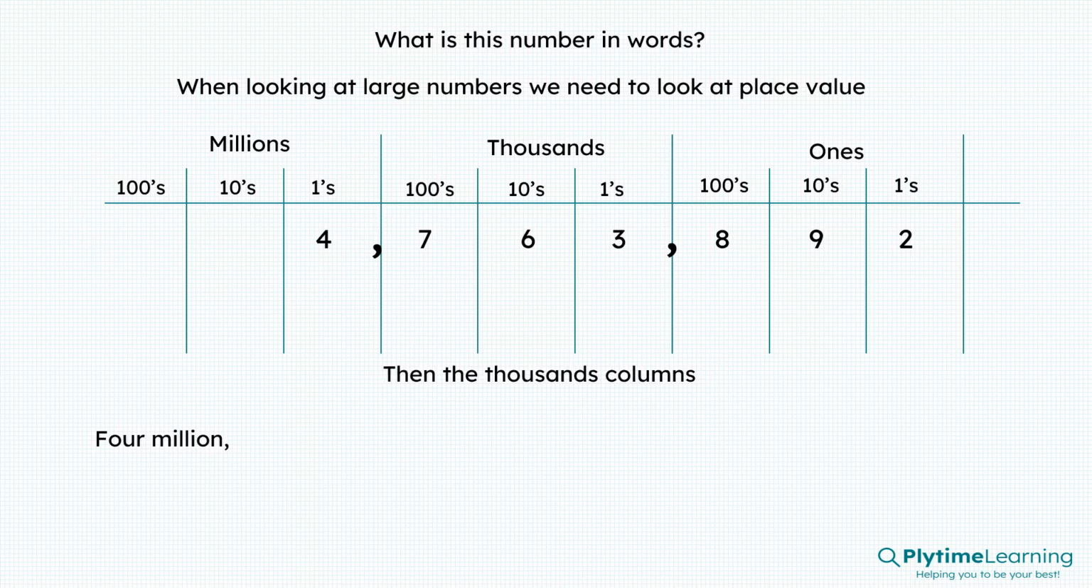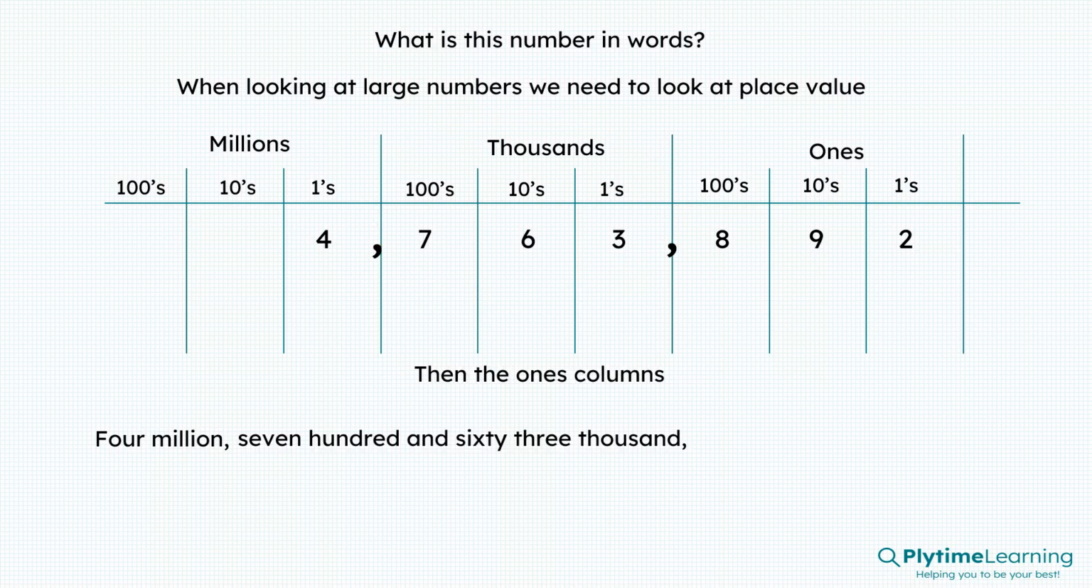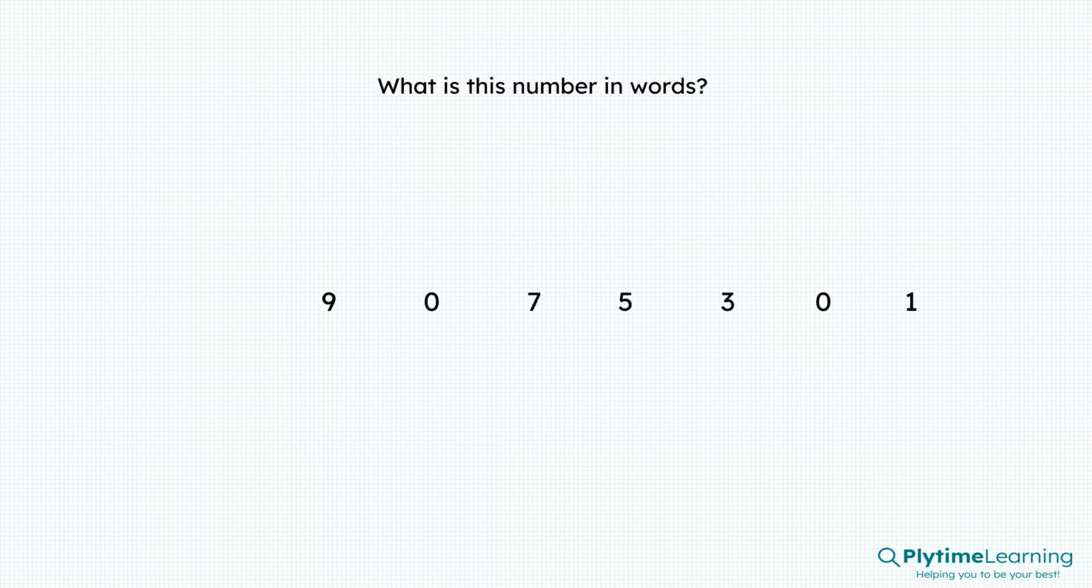Then we look at the thousands columns. Here we can see that we have 763 thousands, 7 in the hundreds, 6 or 60 in the tens, and 3 in the ones. So it's 763,000. Then we look at the ones column. We can see that we have 8 in the hundreds, 9 or 90 in the tens, and 2 in the ones, so 892. So we'd write 4,763,892.